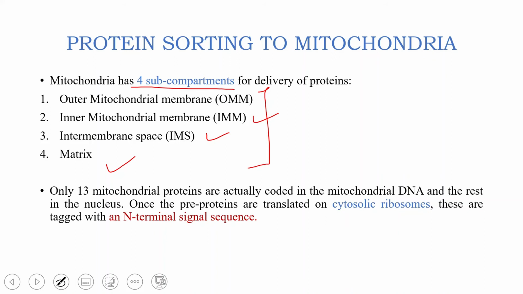As I already told you, only 13 mitochondrial proteins are actually coded by the mitochondrial DNA, and the rest are coded in the nuclear DNA. So once this nuclear DNA is transcribed and later translated on cytosolic ribosomes, these proteins are tagged with an N-terminal signal sequence in the cytoplasm itself. So these N-terminally tagged mitochondrial proteins, how are they targeted to the mitochondria? We're just going to study.